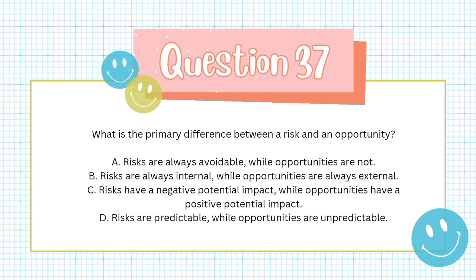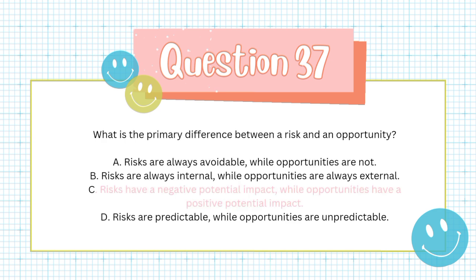A. Risks are always avoidable, while opportunities are not. B. Risks are always internal, while opportunities are always external. C. Risks have a negative potential impact, while opportunities have a positive potential impact. D. Risks are predictable, while opportunities are unpredictable. The correct answer is C. Risks have a negative potential impact, while opportunities have a positive potential impact.